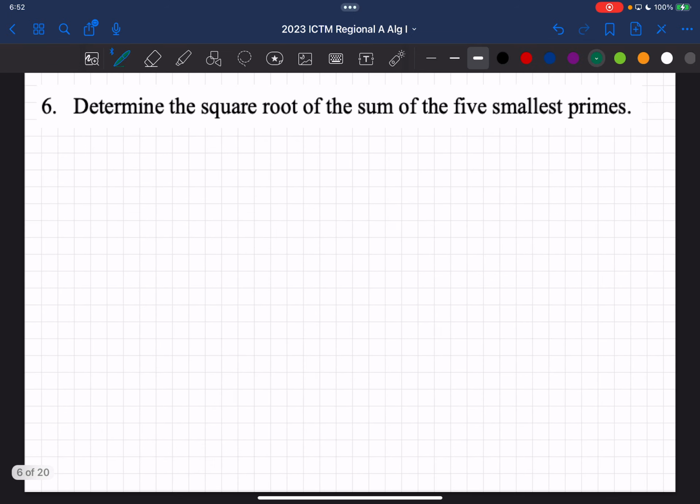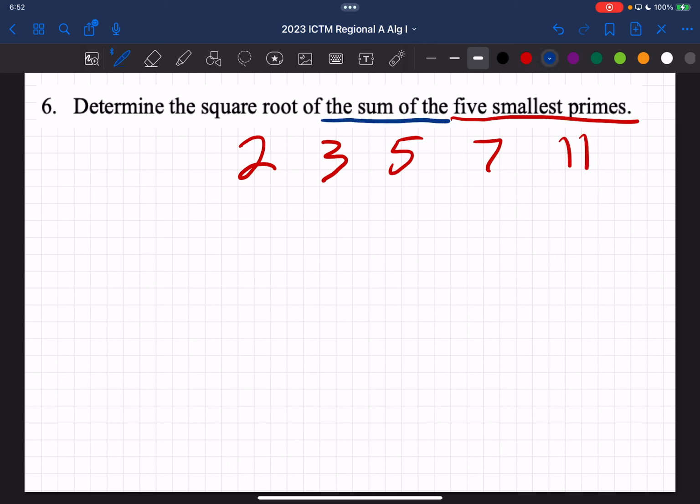Number 6, determine the square root of the sum of the first 5 smallest primes. So prime numbers. Now they don't start with 1, they start with 2. And then we have 3. Then we have 5. Then we have 7. Then we have 11. So then it says the sum of. So we're going to add these together.